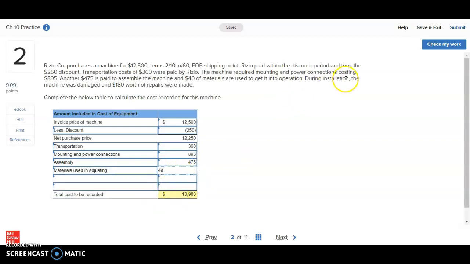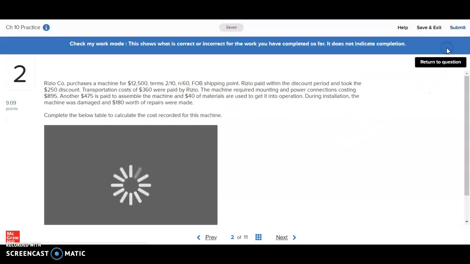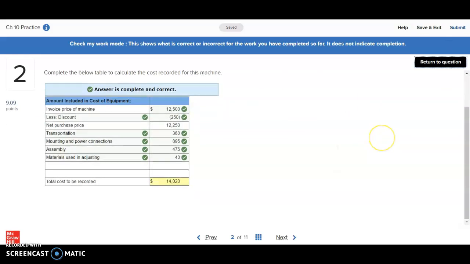The last one, it says during installation the machine was damaged and $180 worth of repairs were made. Well, that's not part of getting it ready for business. That was a mistake that someone made, so that $180 would be expensed. We would not be adding that to the cost of our machine. That would be an expense we have to recognize as a repairs expense. So I'm going to hit check my work to show you the calculations. Make sure you have all the same numbers. Our total cost is going to be $14,020.